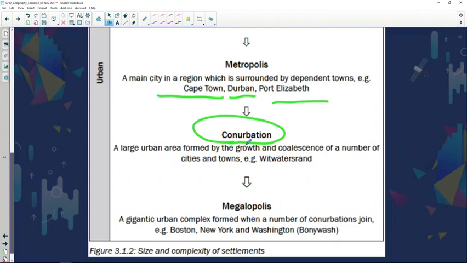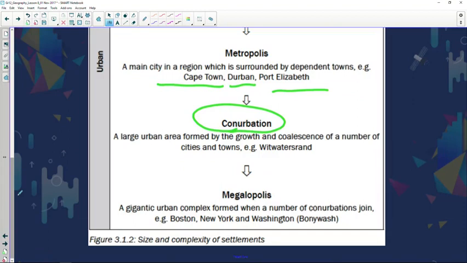A megalopolis we do not experience in Southern Africa, but we do see them in America, especially on the East Coast. We have Washington, New York, and Boston. It's massive cities situated next to one another. So keep in mind, a settlement is classified according to the size and complexity. When we refer to the size, we talk about how many people live there, and complexity is the amount of services that you can find over there.